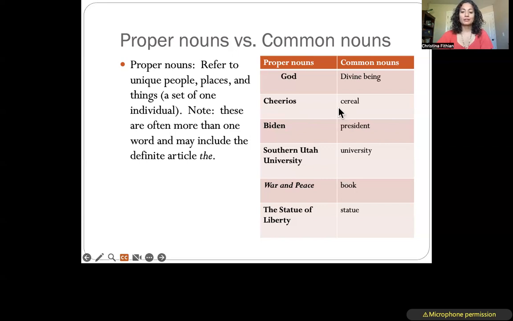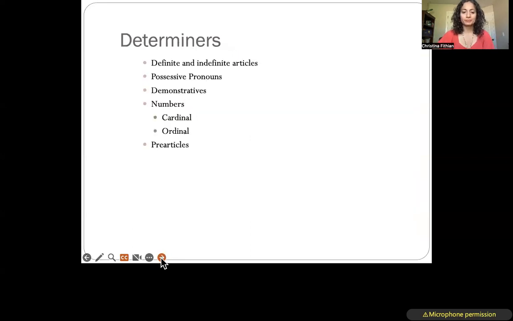Cereal, a common noun. God, proper noun. Divine being, well, that's a common noun or noun phrase in this case. So again, we're only going to make the distinction between the proper noun and regular nouns on our tree. So if you see a proper noun, you're going to write it as prop N. Sounds like a proposition. You're going to write it as prop N.